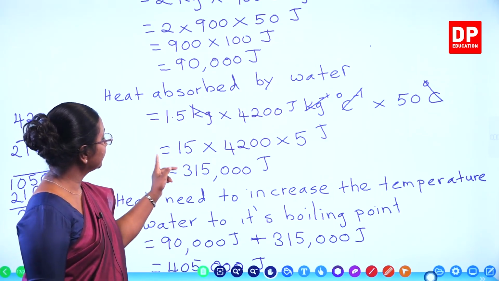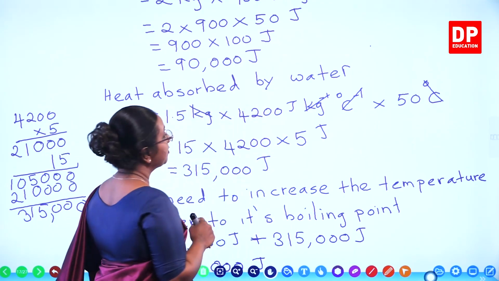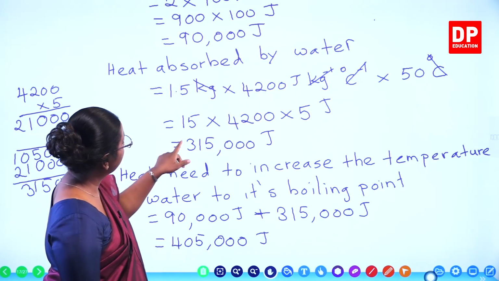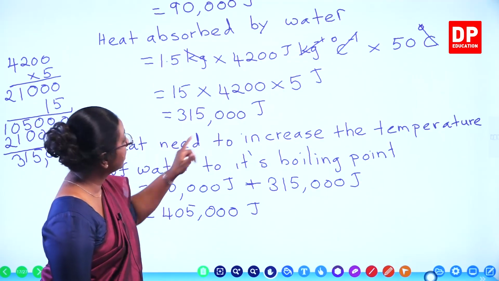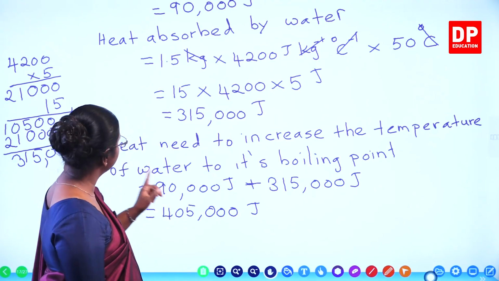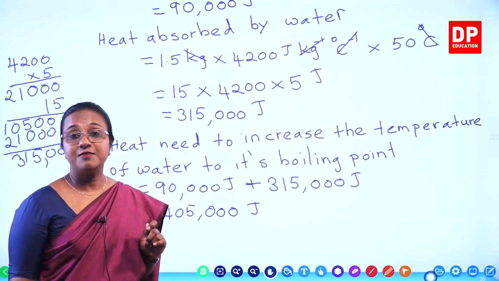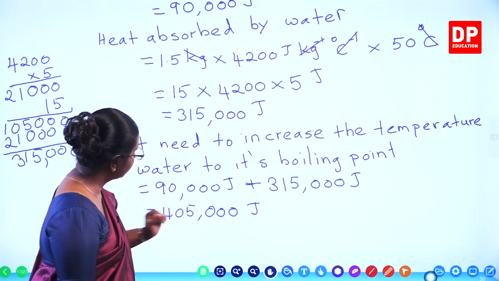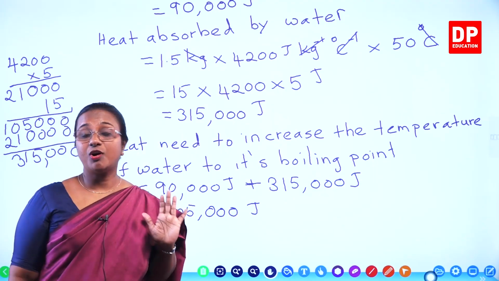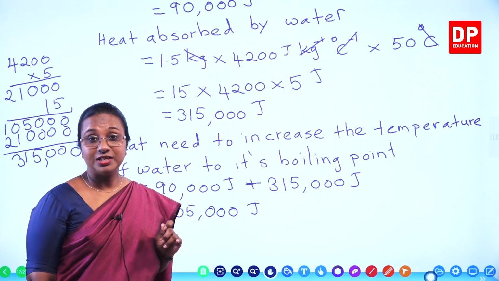So you get the values as 15 into 4,200 into 5. I simplified the 1.5 and 50 there so that it's easy for us to do the calculation. Then if you calculate the value, you get the answer as 315,000 joules. So heat needed to increase the temperature of water to its boiling point is 90,000 joules plus 315,000 joules. That gives you a value of 405,000 joules. So I am sure, students, you were also able to do this calculation correctly. With that, I will move on to the next question.